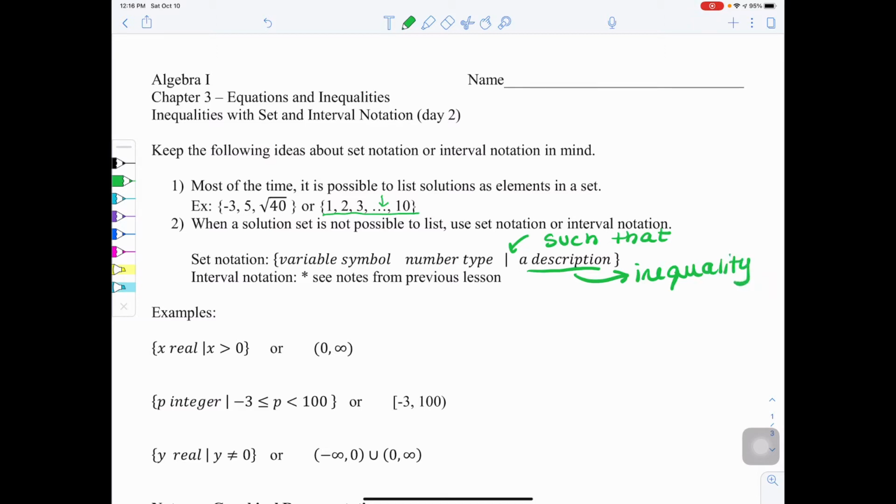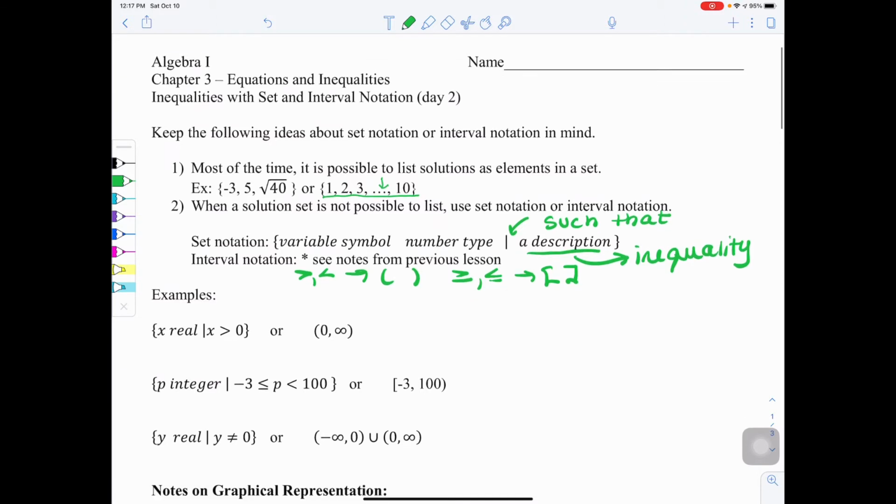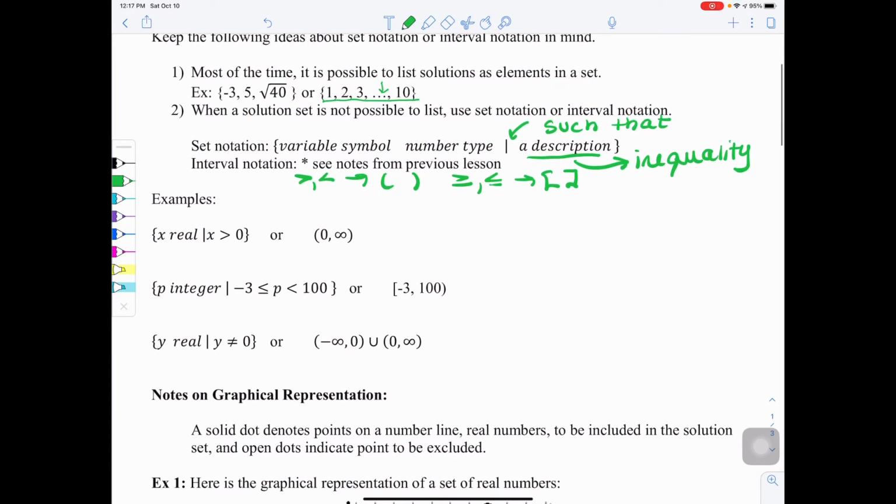Interval notation we briefly talked about in the previous lesson. If you want to go back and look at that table, remember the main idea: if we have greater than or less than, that converts into the use of parentheses. If we have greater than or equal to or less than or equal to, then we need to use brackets. We're going to look at some examples of both so that you have some comparisons.